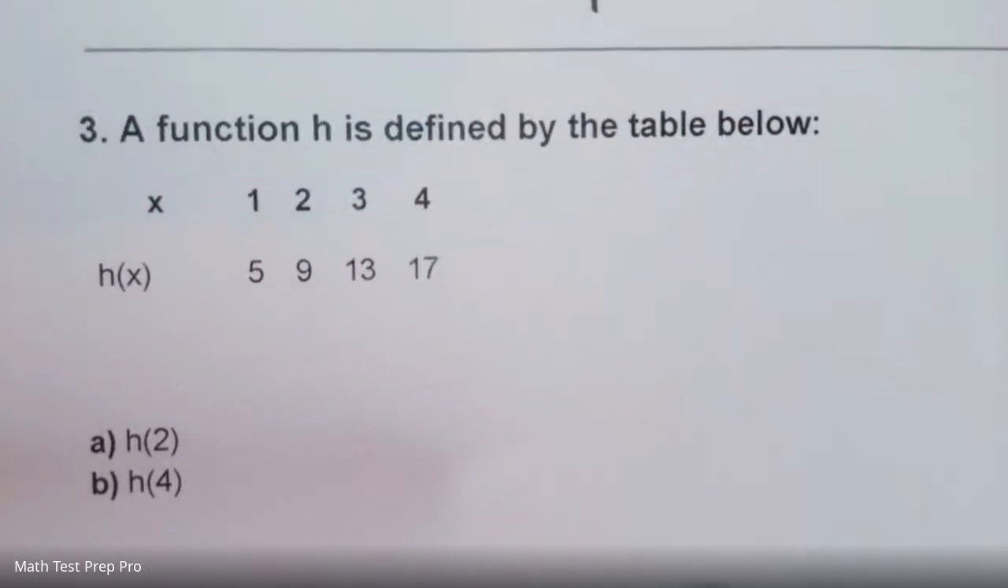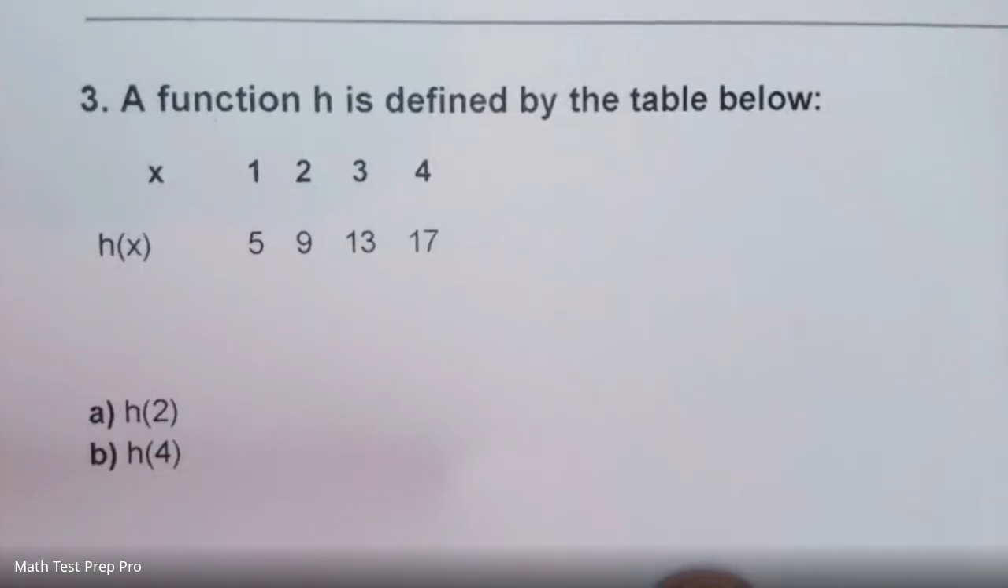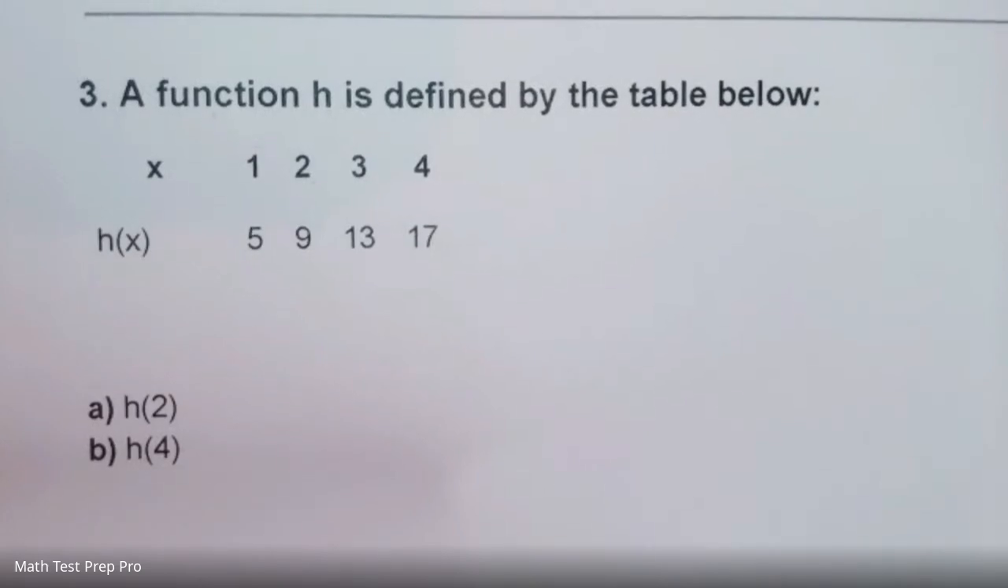Now, when you're taking standardized testing, it's very common, when they do functions, that they're going to put a chart in there. What they'll do is they'll put in the function, which is h of x, and then the value of x.